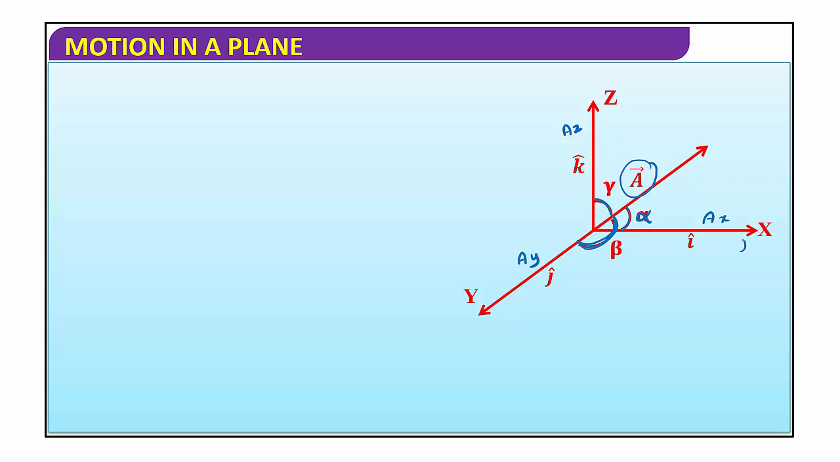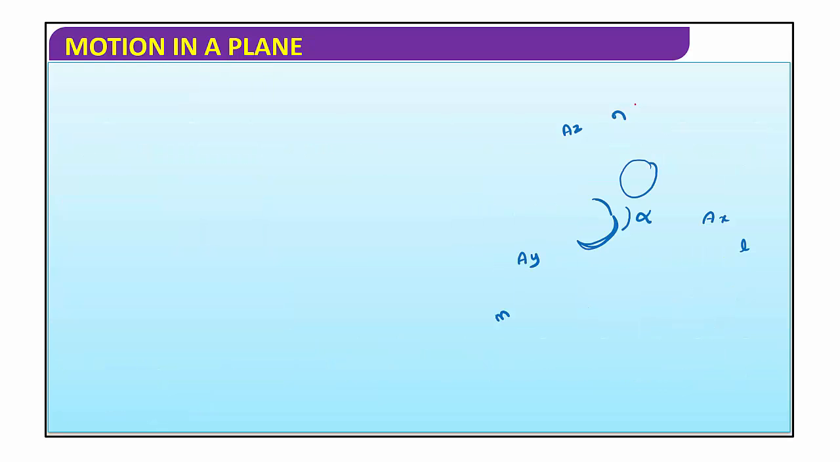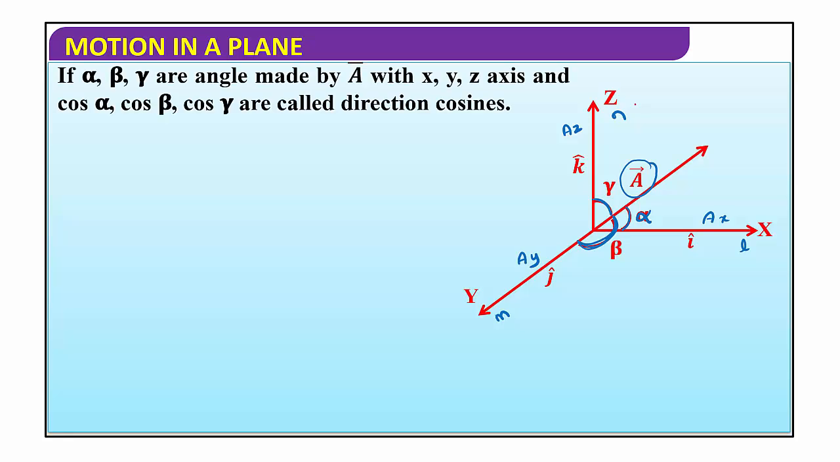Now I am going to take L, M and N. So what are L, M and N? Observe this statement. L, M, N are the direction cosines. If alpha, beta and gamma are the angles made by vector A with the x, y, z axis, right? So alpha, beta, gamma are the angles made by vector A with its x component, y component and z component. Then cos alpha, cos beta and cos gamma are the direction cosines.